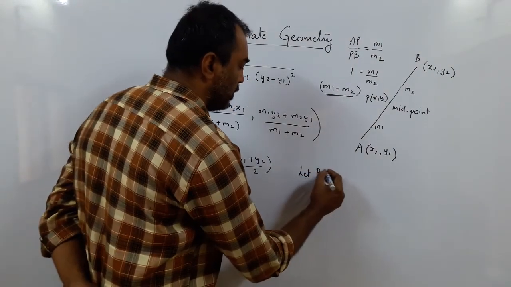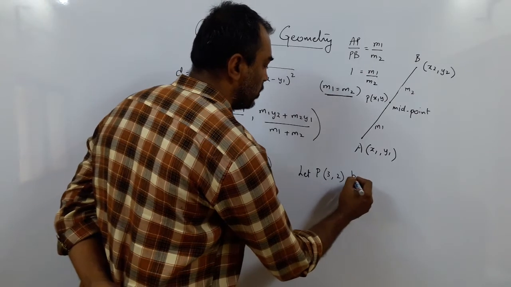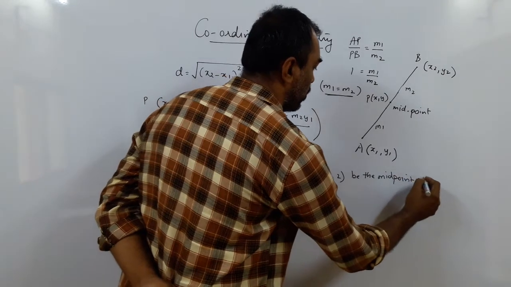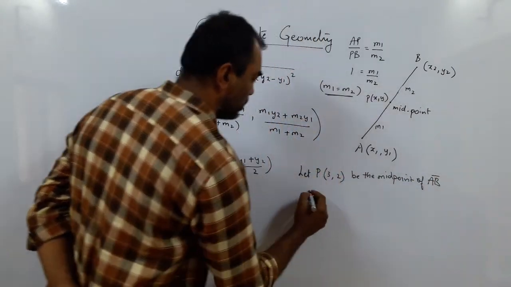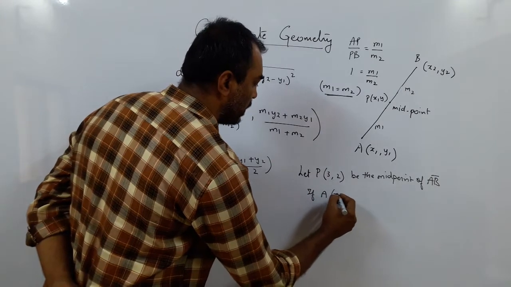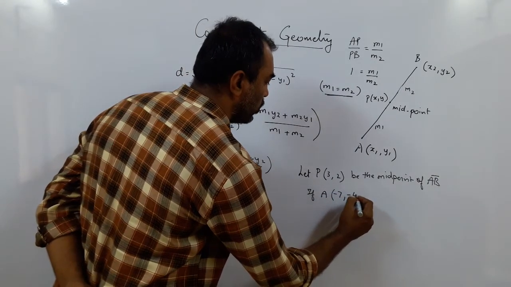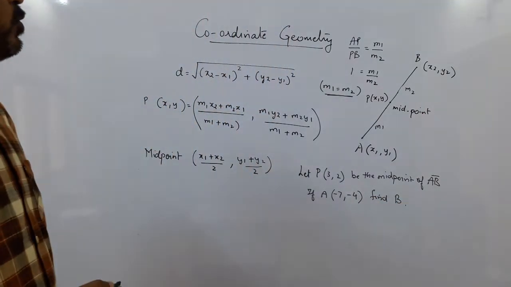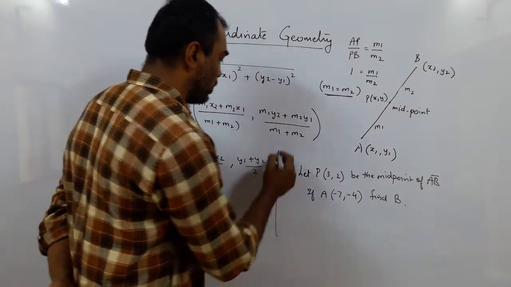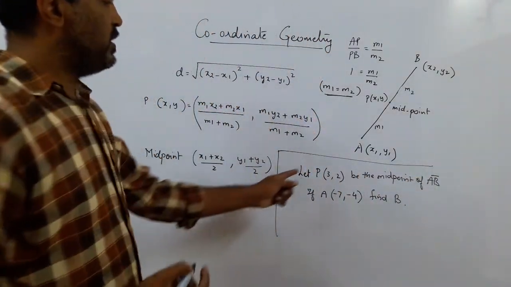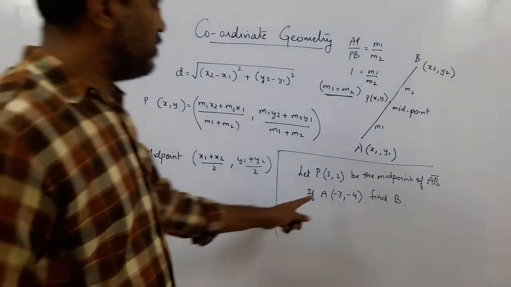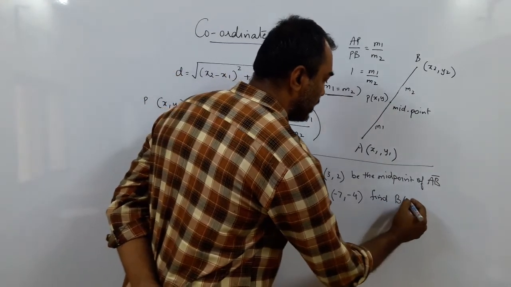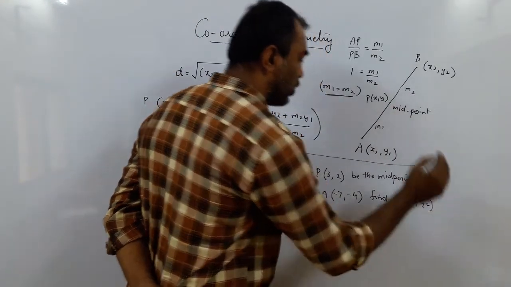Let P (3, 2) be the midpoint of line segment AB. If A is (minus 7, minus 4), find the coordinates of B. So what is the question I put on the board? P is the midpoint of AB. It is given to us. We are given point A, we have to find point B. So let me take point B, let the coordinates be x2, y2.